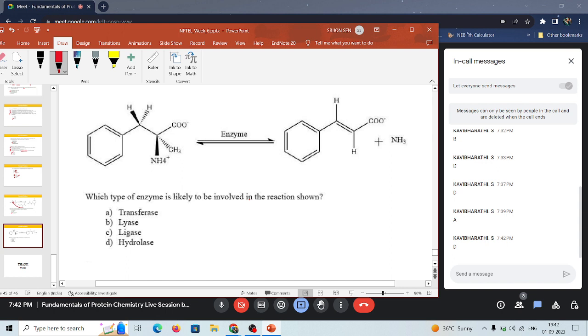The next one and the last question for today. So this is another reaction that is going on, and which enzyme or which group of enzyme is performing this reaction? So what is happening over here? Let us see. There is a loss of a few groups and a double bond is being formed. So which enzyme performs this reaction?